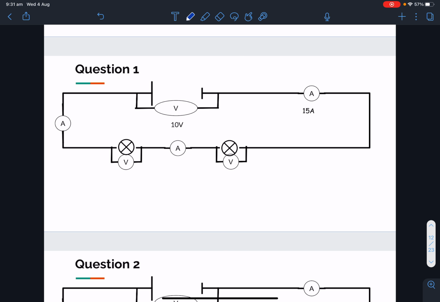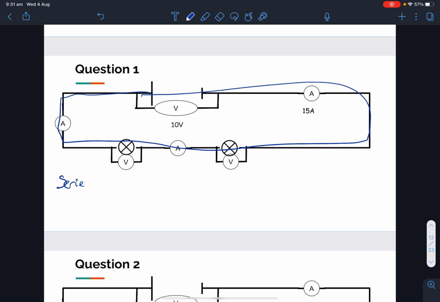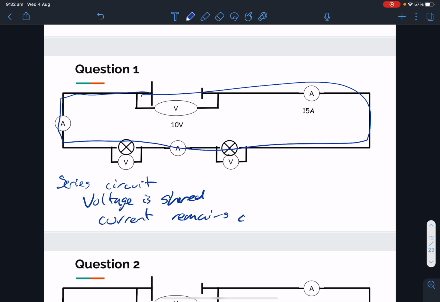So this one here, first up I noticed that it's got one main loop. So we're dealing with a series circuit, okay? So the rules for a series circuit, I'm going to write down series circuit, it helps me out, is that voltage is shared, current remains constant. Okay, so let's do current first, because current remains constant.